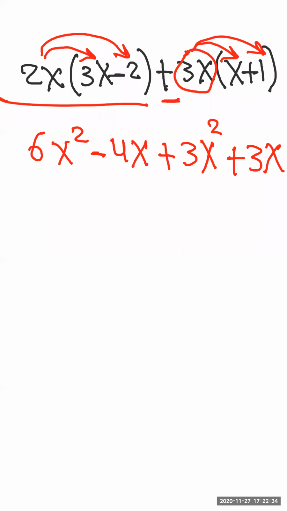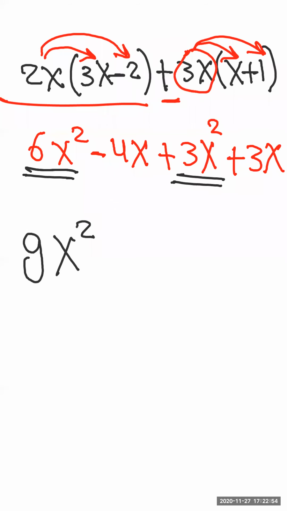But now there is like terms here, guys. We can add or subtract them. This is 6x squared, 3x squared, and negative 4x and positive 3x. Exactly. So 6x squared plus 3x squared means 9x squared. Okay, guys? Okay, then negative 4x plus 3x, so negative x.